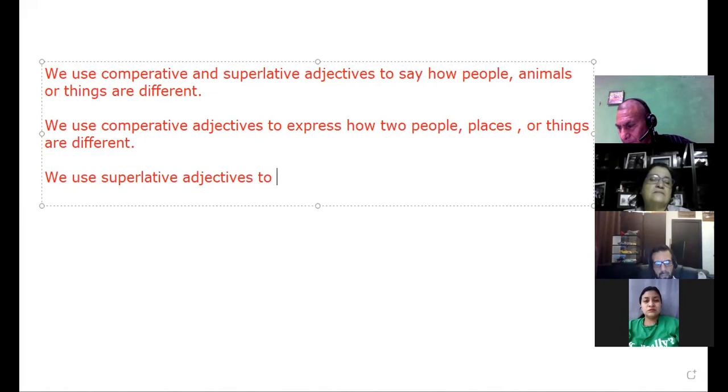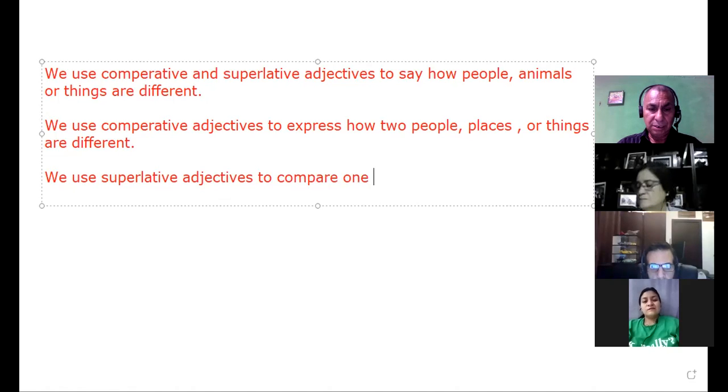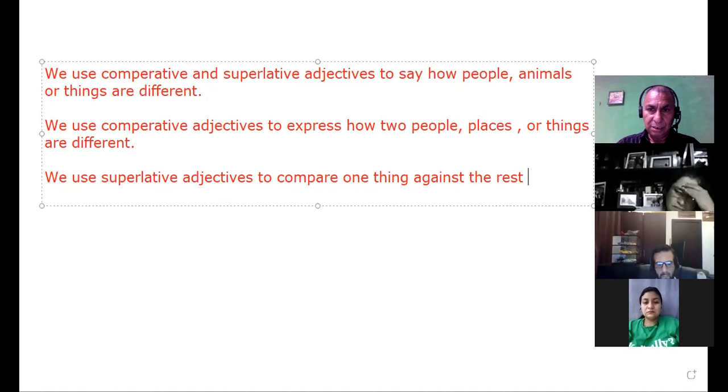For the better things or the best person, something like that. So it would be to compare. Yes, to compare one thing against the rest, against the rest of all. Yeah. So we use superlative adjectives to compare one thing against the rest of all.